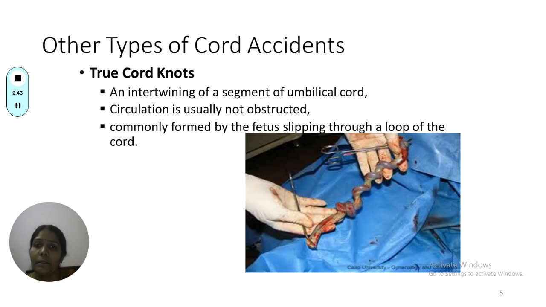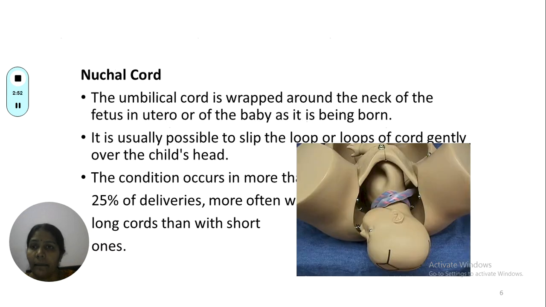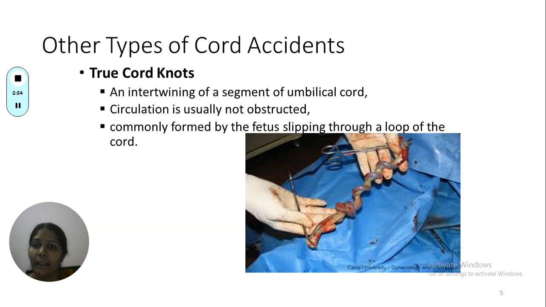So these are the types of cord prolapse: the occult, the cord presentation, as well as the overt cord prolapse. We have other types of cord accidents that can also lead to fetal distress and stillbirths, that is a true knot as well as the nuchal cord. So what is happening in a true knot? There a true knot, or intertwining of a segment of the umbilical cord, is formed. If the knot is loose, the circulation is not obstructed, and it can also be delivered, commonly found by the fetus slipping through a loop of cord. We can diagnose it after delivery.